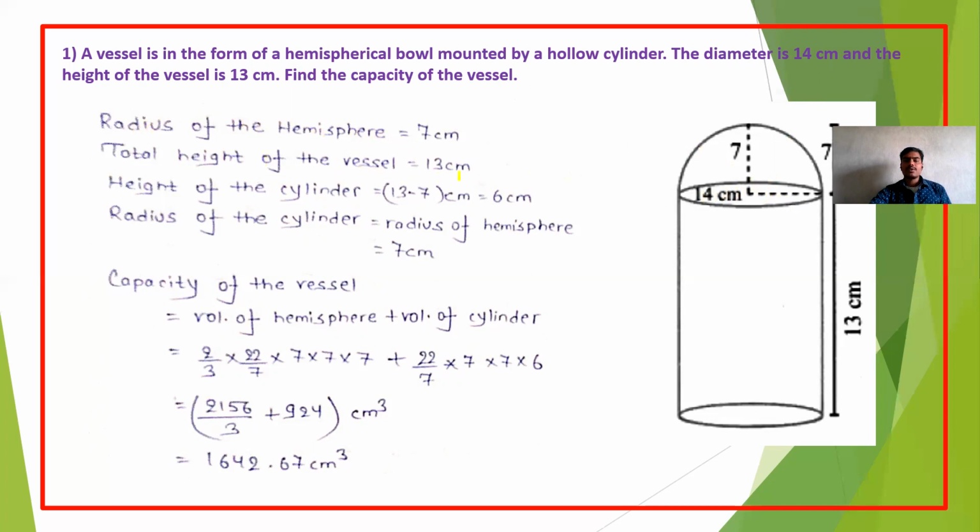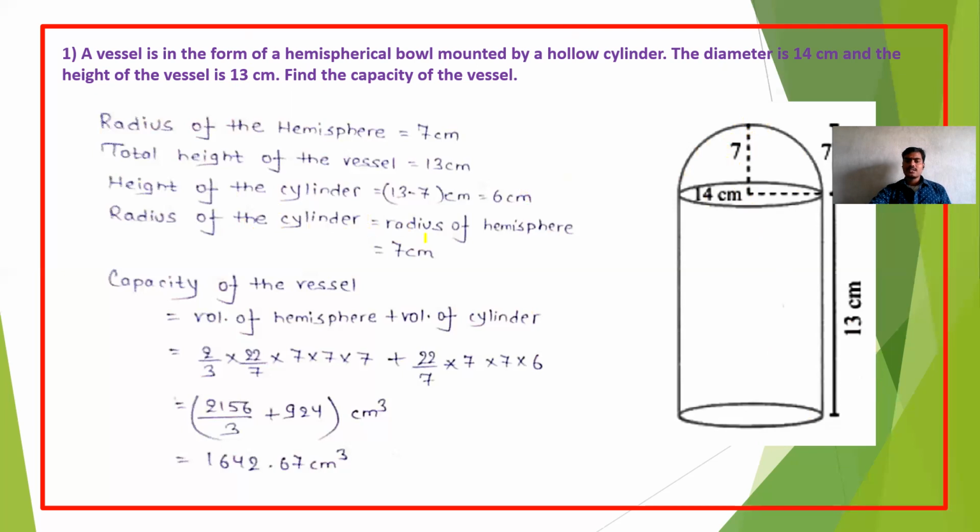Now the total height of the vessel, from this point to this point. The radius is also the height of the hemisphere, so it is 7 centimeter. The height of the vessel, from this point to this point, is given as 13 centimeter. So 13 centimeter minus 7 centimeter equals the height of the cylinder, that is 6 centimeter. So the height of the cylinder is 6 centimeter. What is the radius of the cylinder?